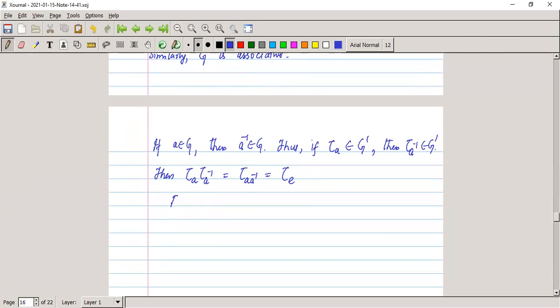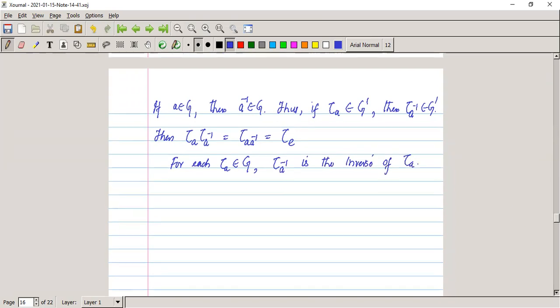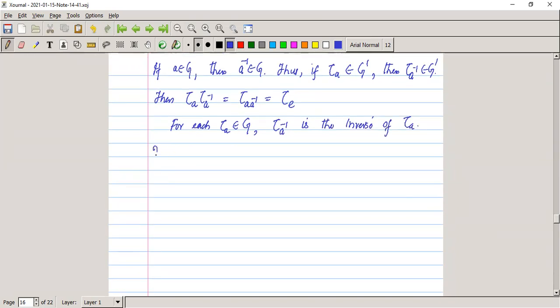So therefore for each tau_a belonging to G dash, tau_a inverse is the inverse of tau_a. So therefore G dash is a group. So therefore G dash is a subgroup of S_G.